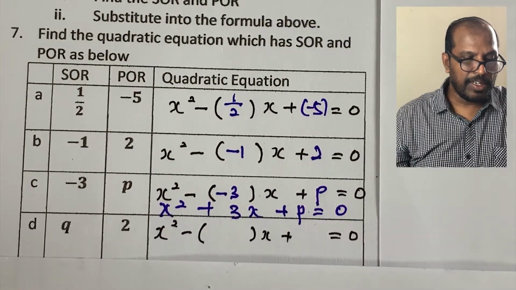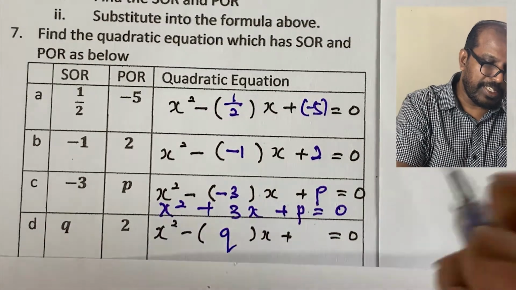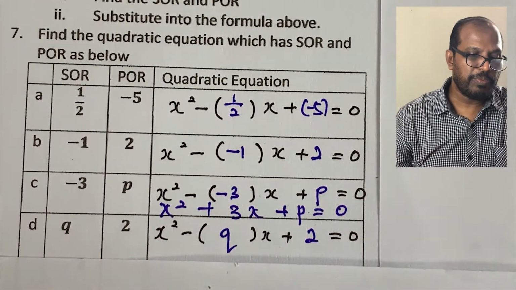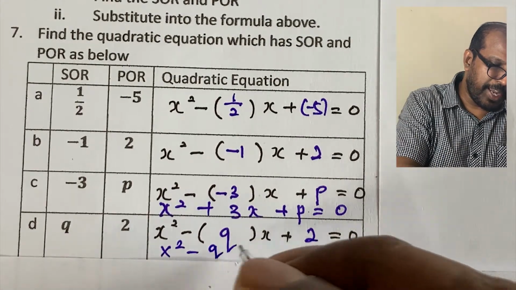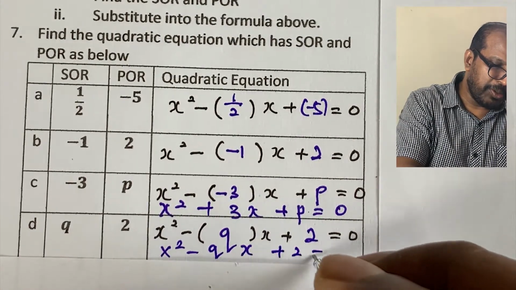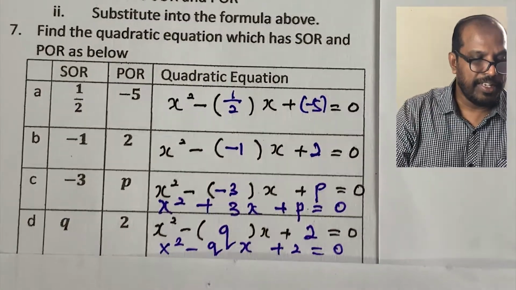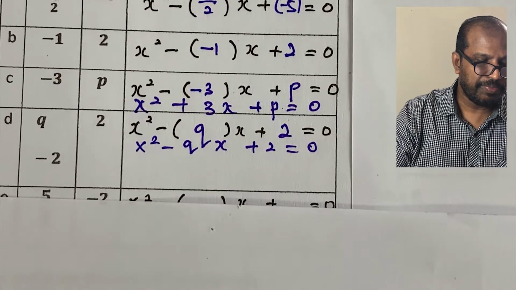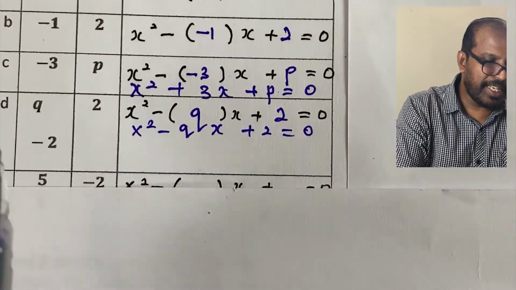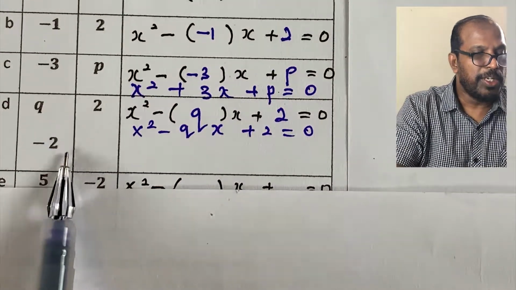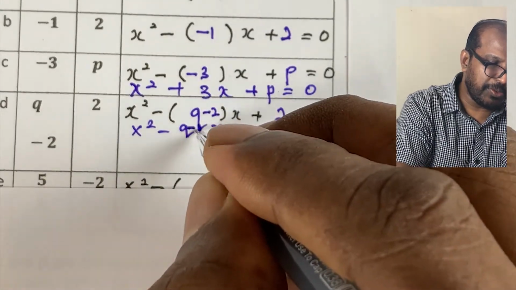Then next one, we have q and 2. Therefore this will be the q and this will be the 2. Therefore you get the equation x squared minus qx plus 2 equals 0 as the quadratic equation that we need to find. Let's say we need to find the next equation. Next equation, if there is q minus 2 here, then here will be minus 2. So close the bracket.